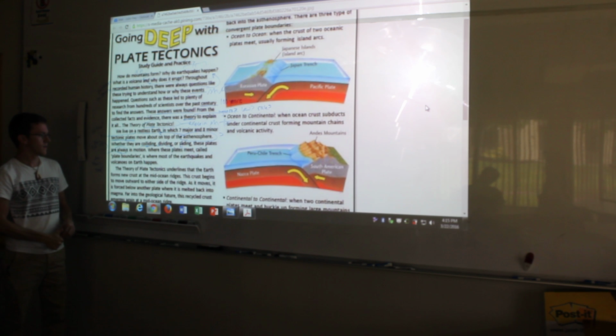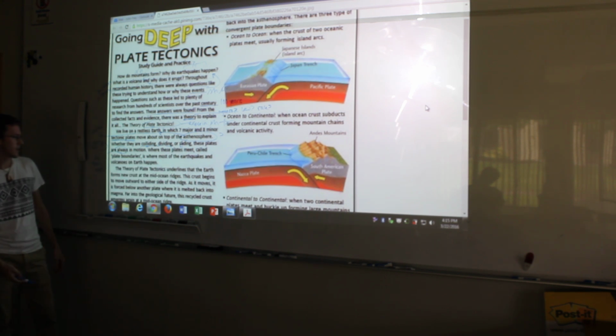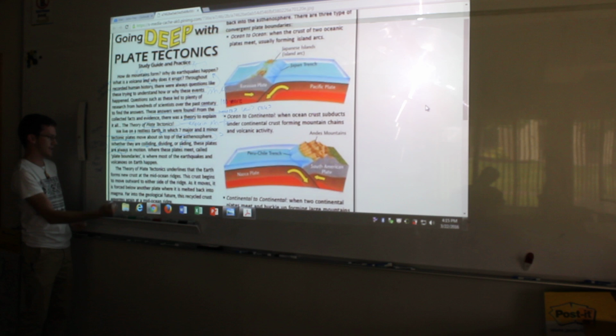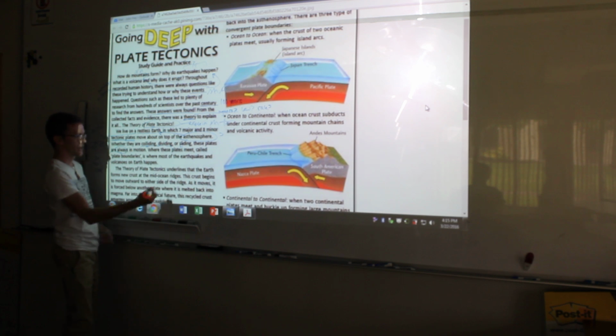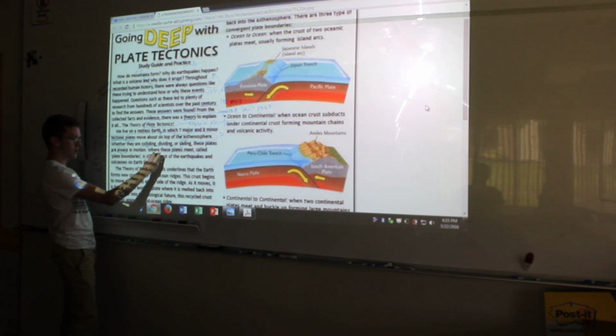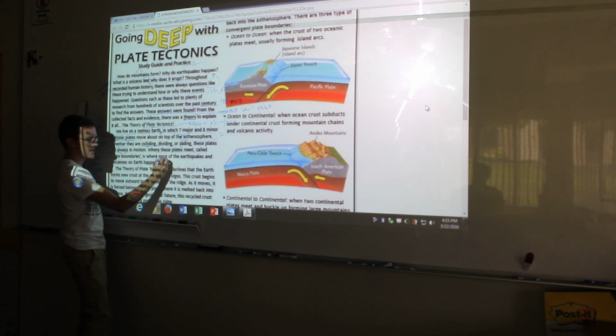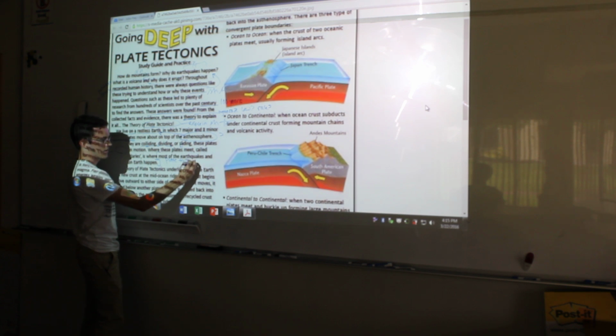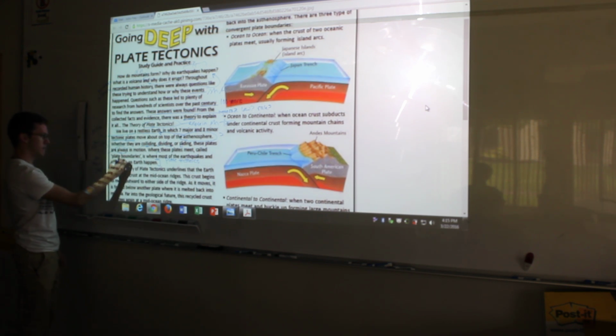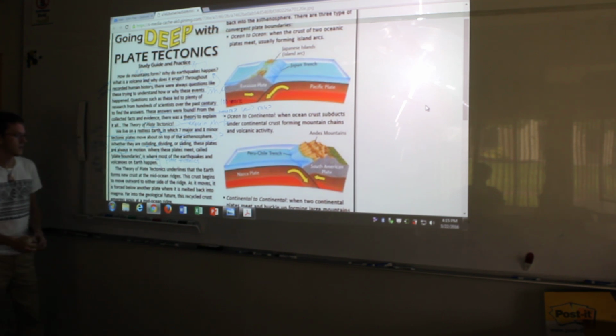Okay. "Where these plates meet, called plate boundaries", so that makes sense. This is where they meet. "Is where most of the earthquakes and volcanoes on Earth happen." Well, there it is. This is my explanation. Most of the earthquakes and volcanoes on Earth happen right around the plate boundaries. Perfect. And this place where they meet called the boundary. That's what I want to mark now. Okay.